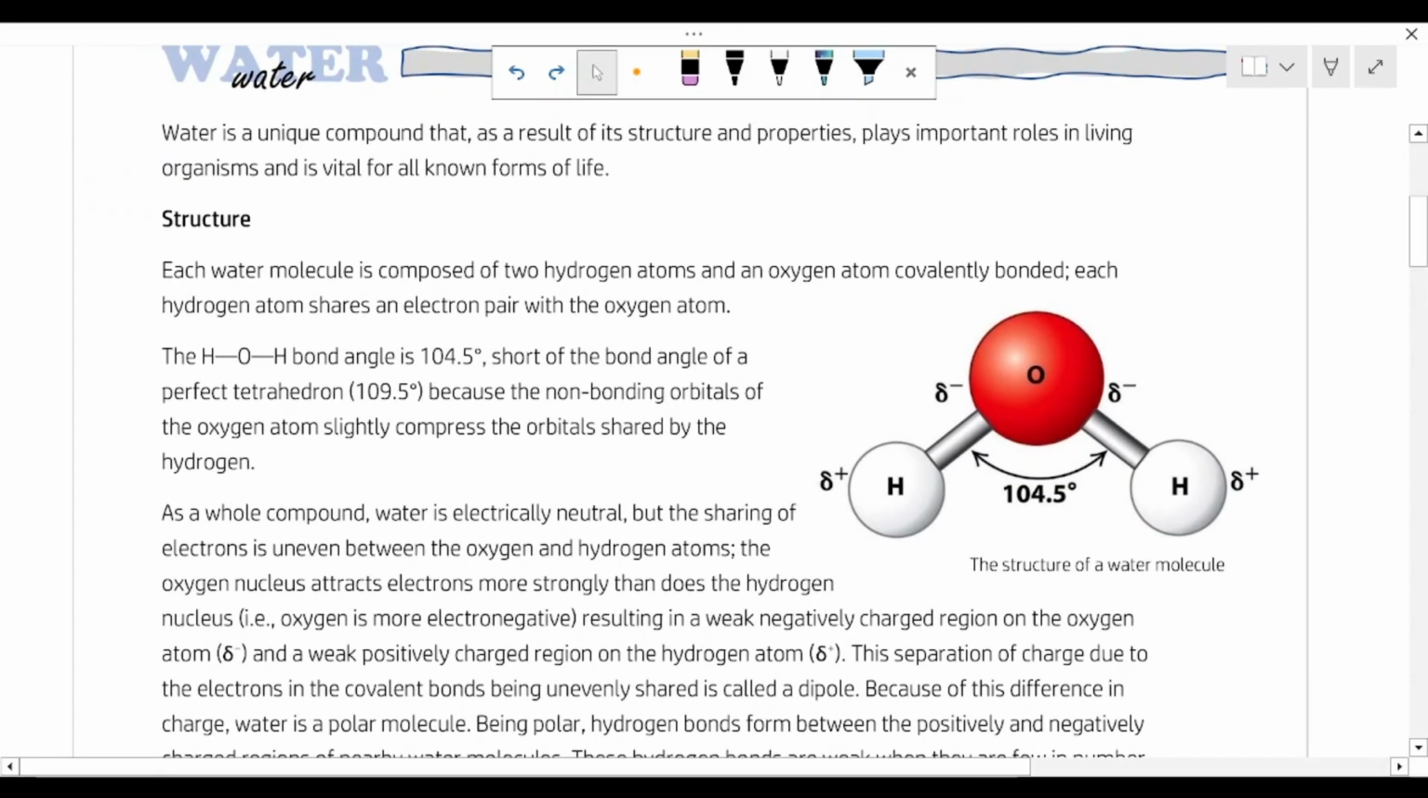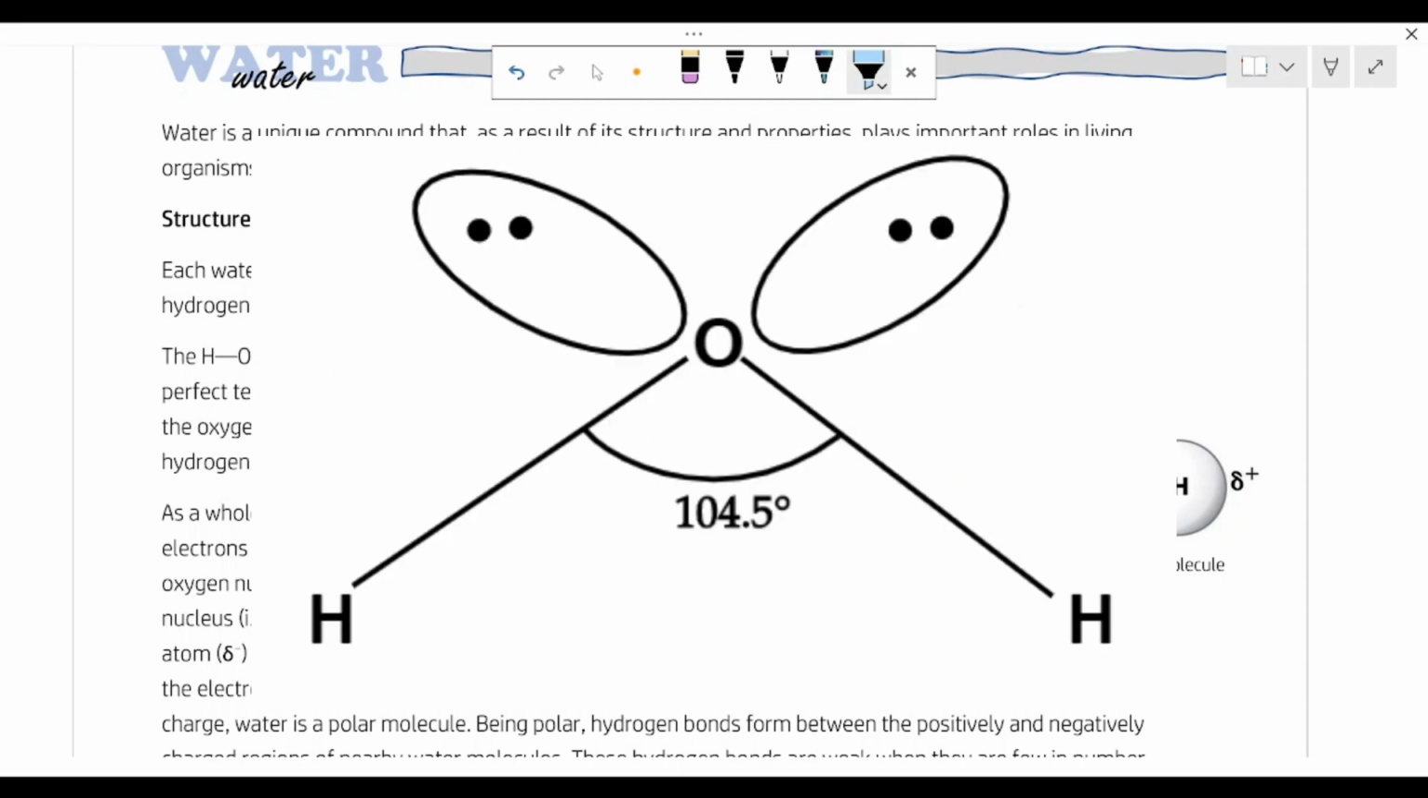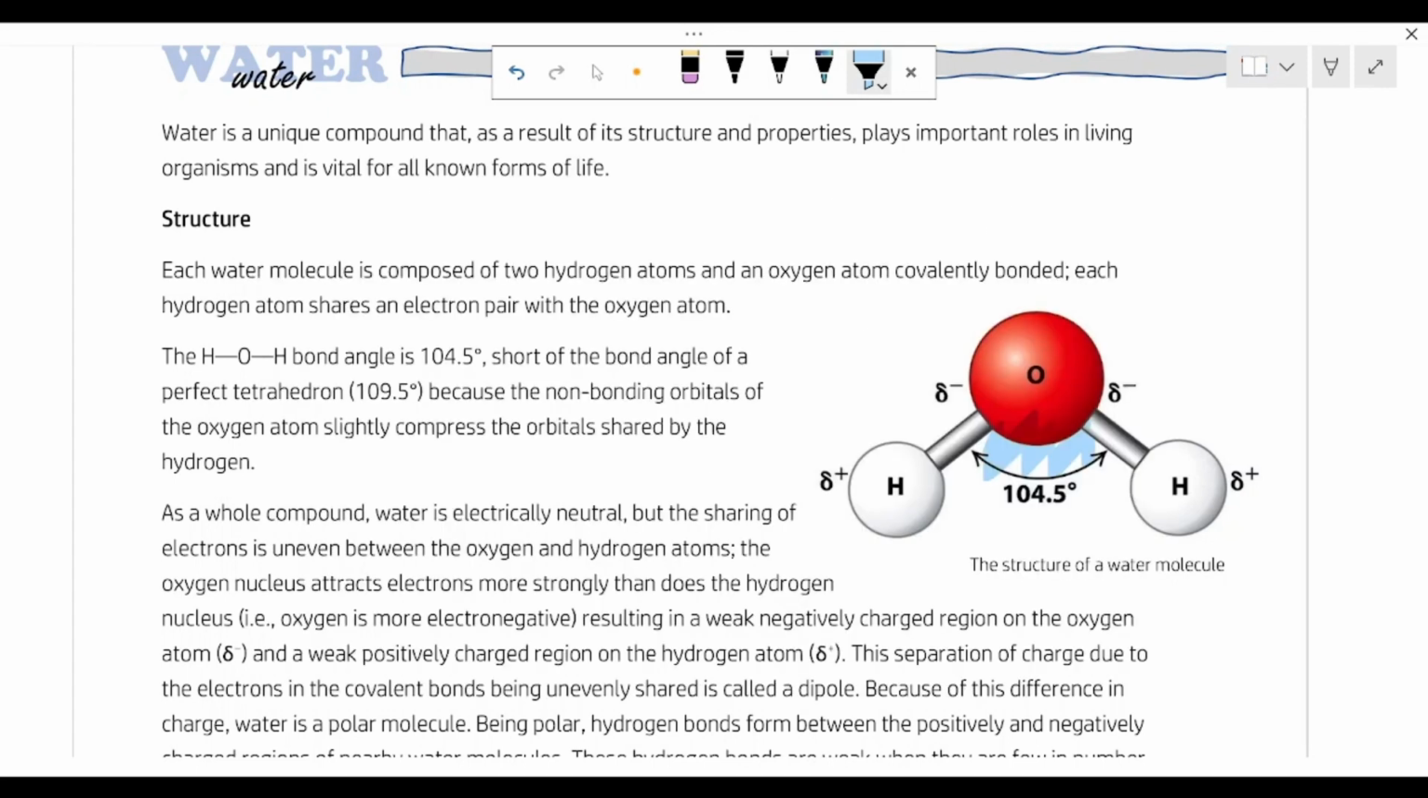Each water molecule is composed of two hydrogen atoms and an oxygen atom, and these are covalently bonded, where each hydrogen atom shares an electron pair with the oxygen. Now, the bond angle here is 104.5 degrees, which is because the non-bonding orbitals of the oxygen very slightly compress the orbitals shared by the hydrogen, which causes the bond angle to be just short of the 109.5 of a perfect tetrahedron.